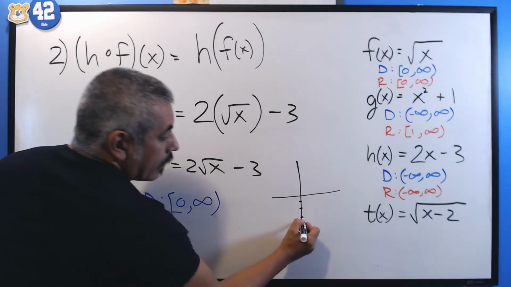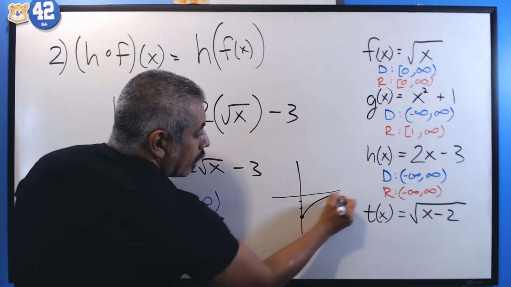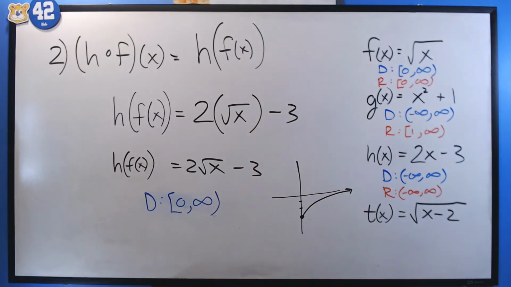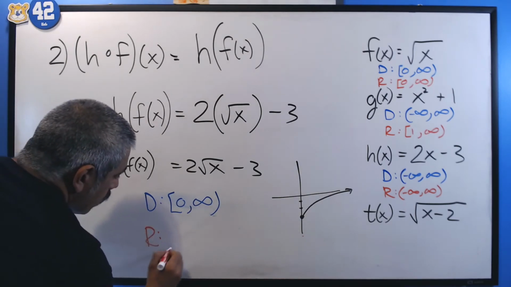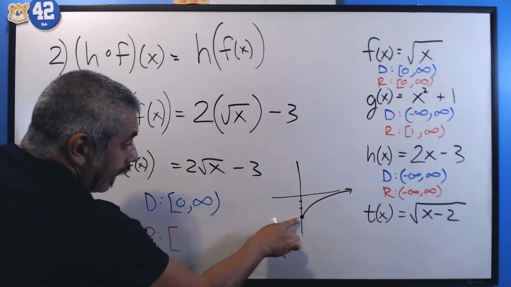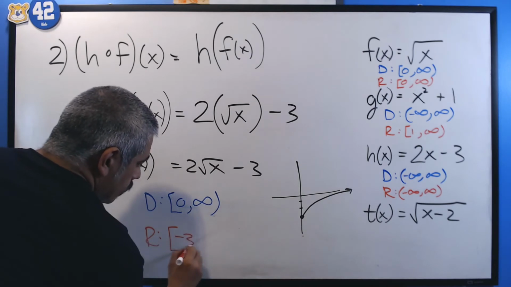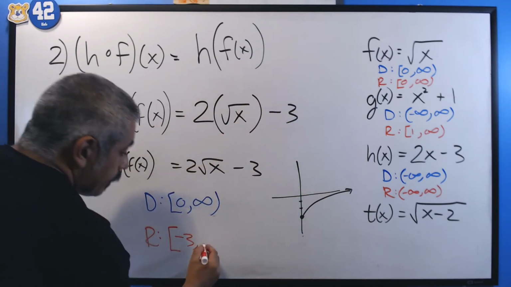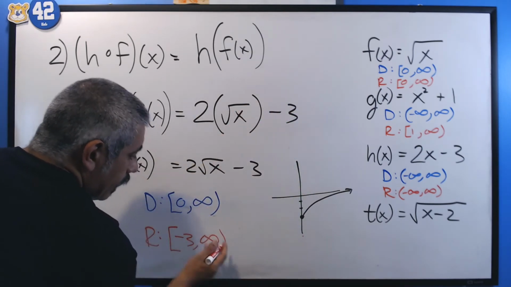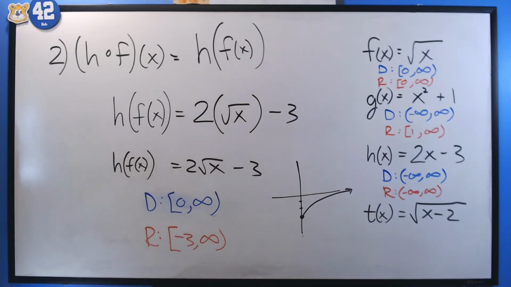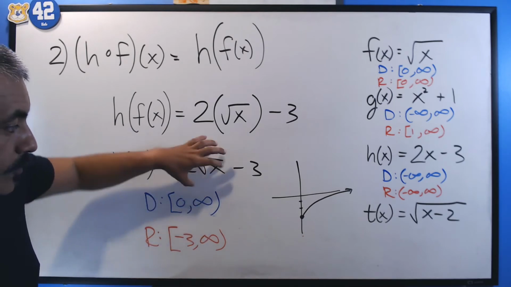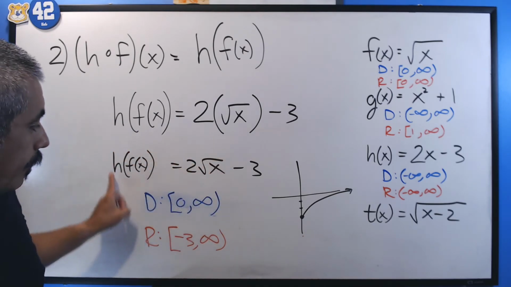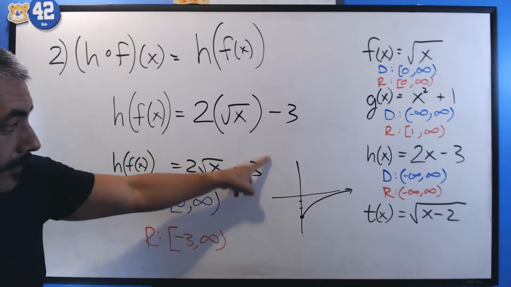That's what it looks like. So we're going to say that the range is going to start at -3 and it's going to go all the way to infinity. And that should make sense to us because the smallest value I can use for x is 0. So the smallest value that I'm ever going to get for h of f of x is going to be -3.